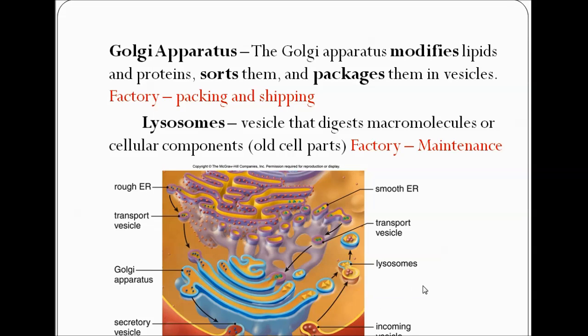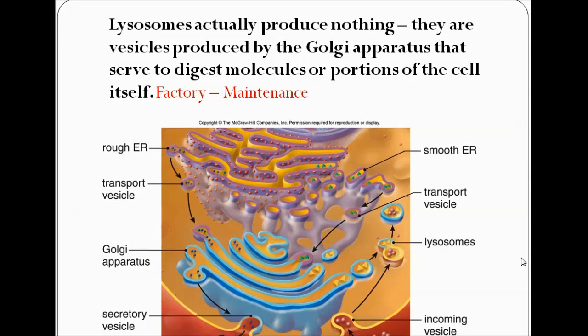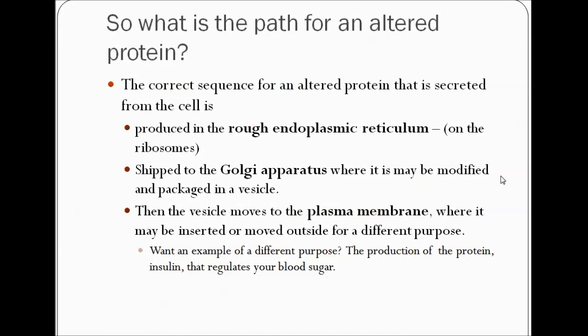Lysosomes, really, really important. I already said this. They're actually producing nothing, and they're vesicles produced by the Golgi apparatus that serve to digest molecules or portions of the cell. So my factory analogy, I was thinking those are maintenance. They go and clean things up, fix things, rebuild, break things down. So got the gist of that.